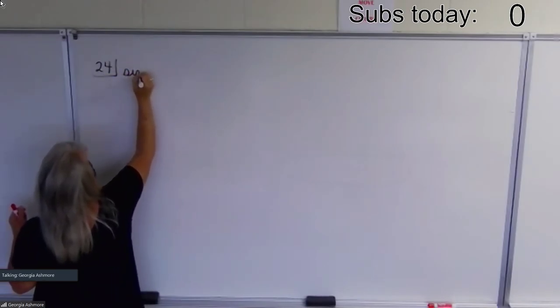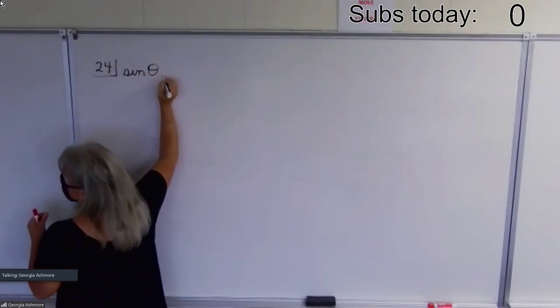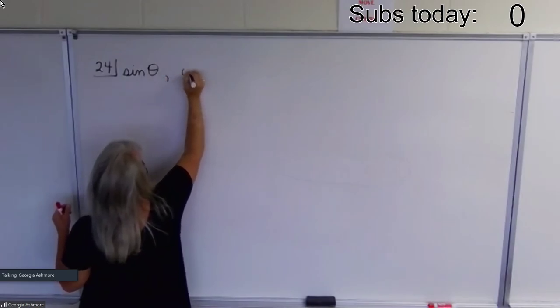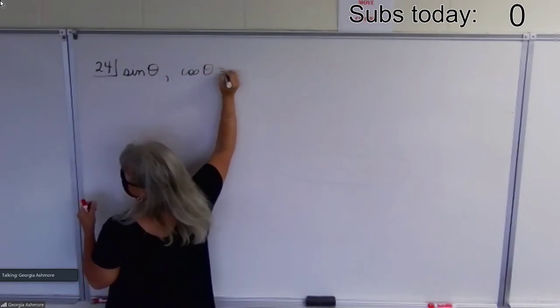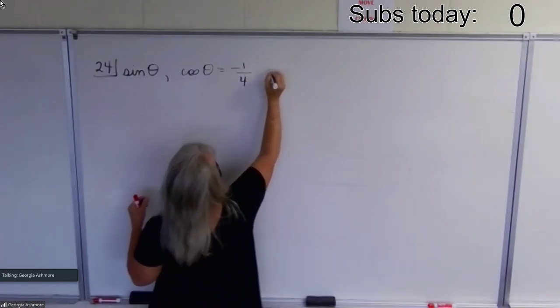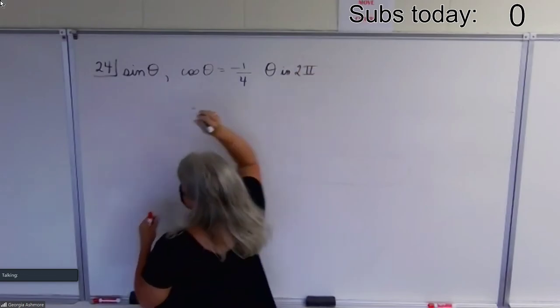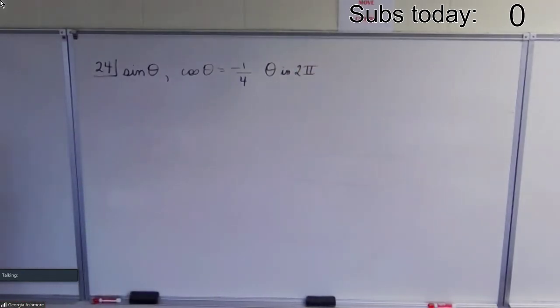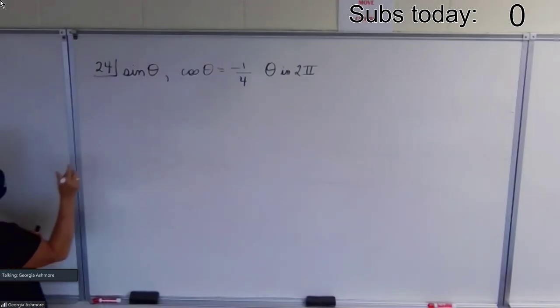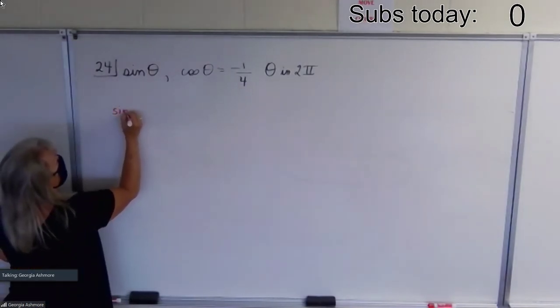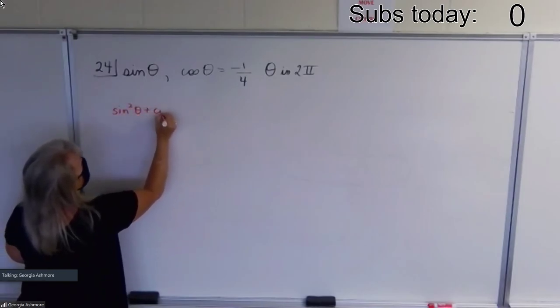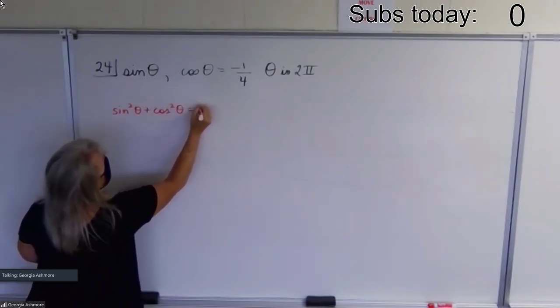You want me to find sine, and they're telling me that cosine theta equals negative 1/4, and they're also telling me that theta is in quadrant 2. All right, so that's what I'm getting. When I look at this, if they want me to find sine, and they give me cosine, the Pythagorean identity that we just looked at that involved both of those is sine squared theta plus cosine squared theta equals 1.